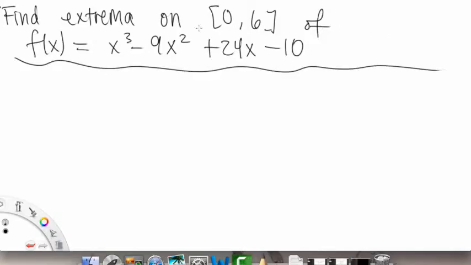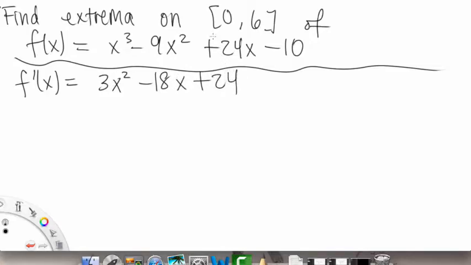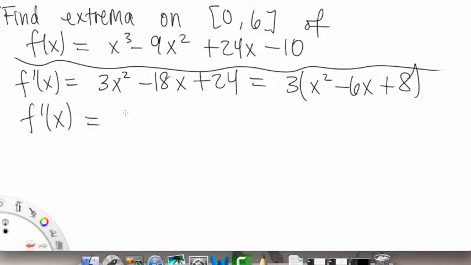It's to find our critical points. Critical points have to do with where f prime of x is either 0 or does not exist. So first of all, let's find our f prime of x. That's going to be 3x squared minus 18x plus 24. If we factor out that 3, we get x squared minus 6x plus 8. We can actually factor that a little bit more.